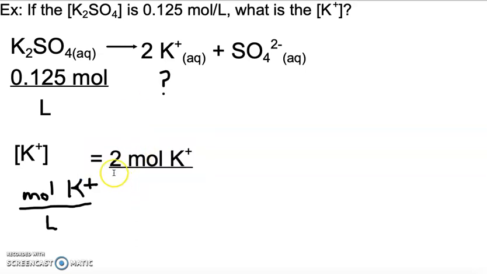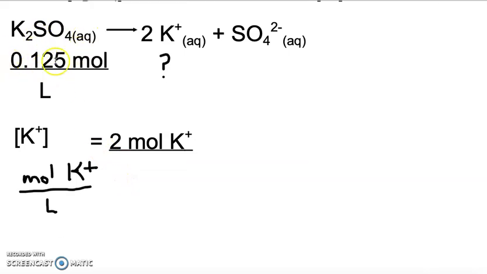What goes on the bottom of my ratio is going to be the one that I have the information for, which is that potassium sulfate, okay? And my potassium sulfate was balanced with a 1. So on the bottom here, we're going to write 1 mole of K2SO4.